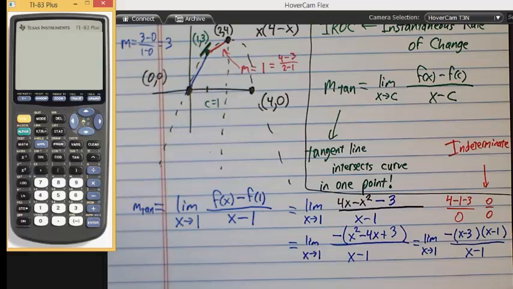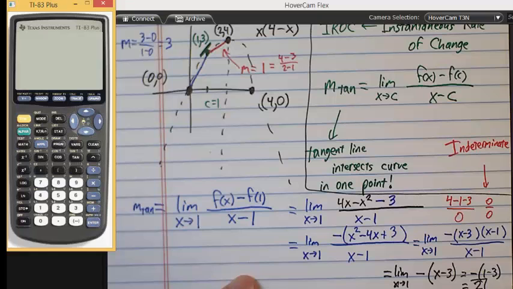I'm getting excited. I'm getting the limit as x approaches 1 of negative, just x minus 3, right? Everything else canceled. If I plug a 1 in there, I'll get negative 1 minus 3. So that's negative 2. What's it equal? You guys guessed right. The slope is 2.